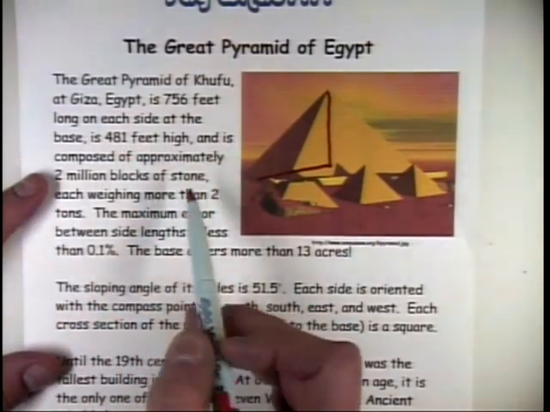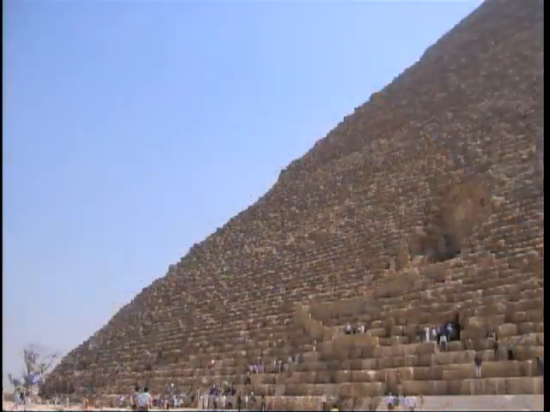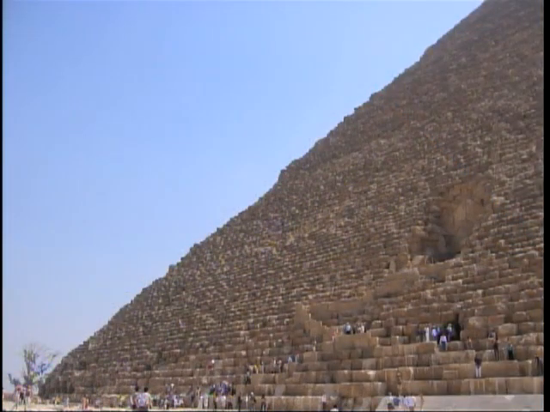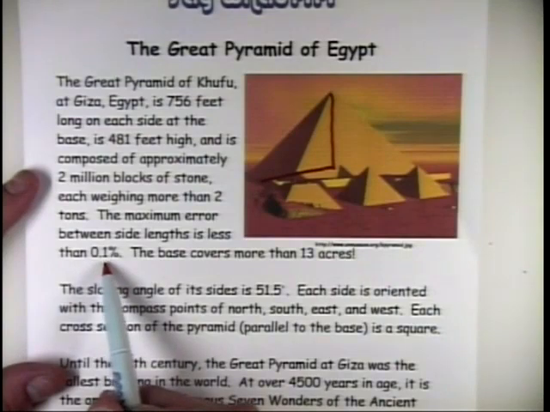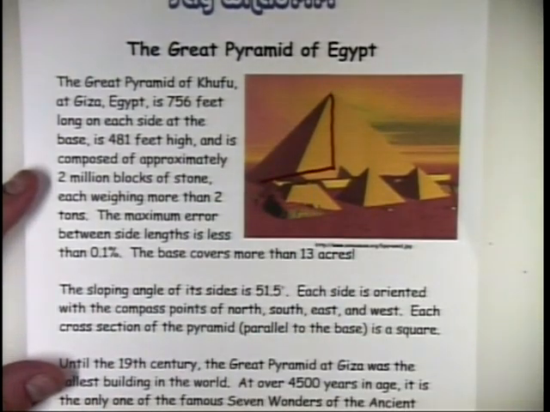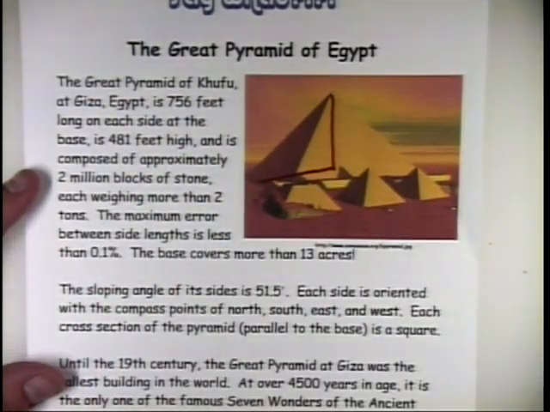That's pretty tall, though. It was actually the tallest man-made structure before the Eiffel Tower was built, which went a little bit taller than that. Okay, so pretty amazing. It's composed of 2 million blocks of stone, each weighing more than 2 tons. So each of those is about the size of a small truck. Now the maximum error, this is remarkable, the maximum error between the side lengths is less than 1/10 of 1%. And remember, they did that with rope stretching. They didn't have rulers or anything. So that's a remarkable feat for such a large structure.